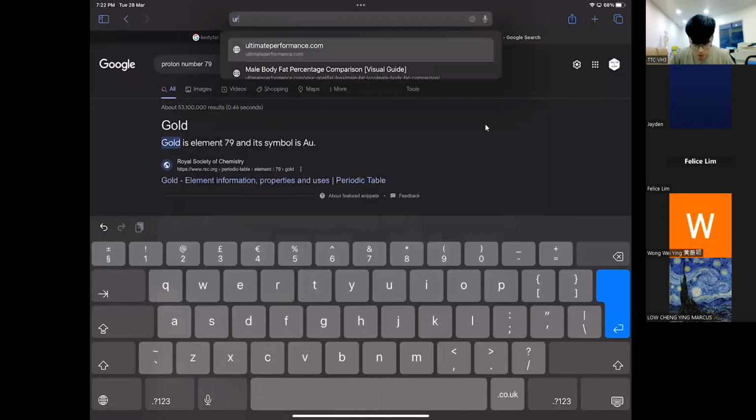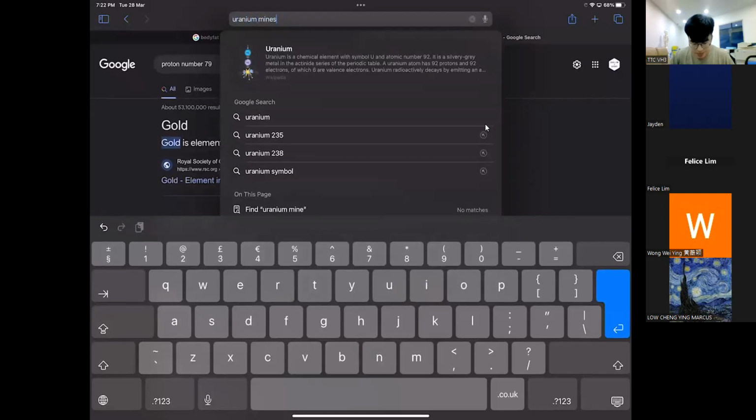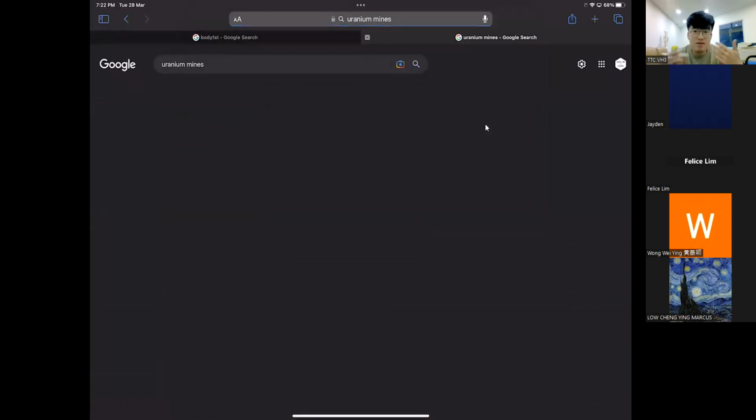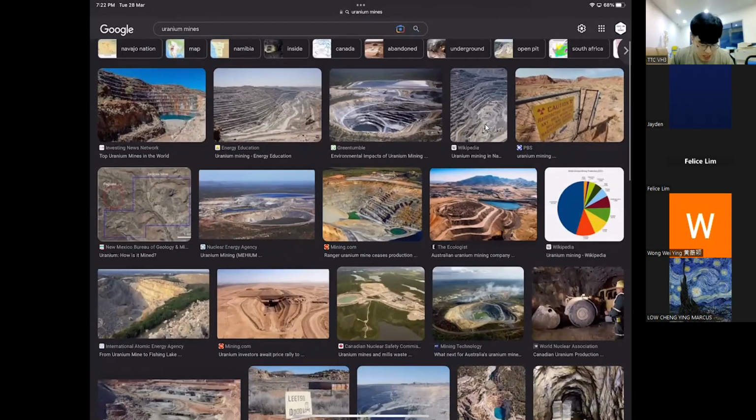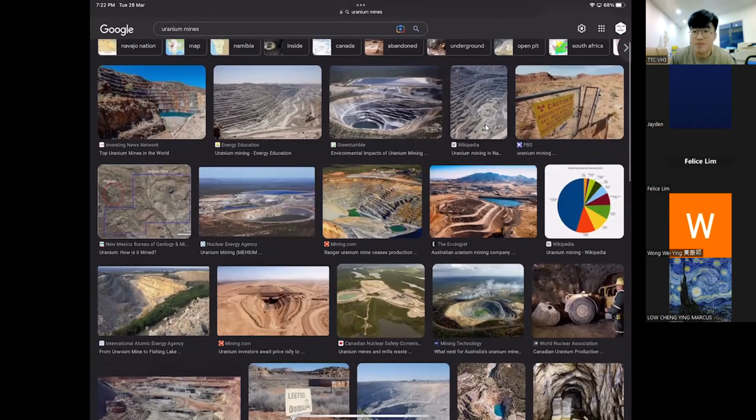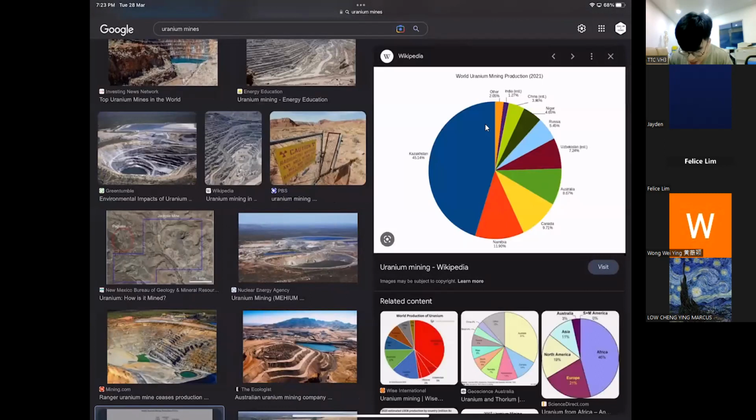Okay, let me show you. Uranium mines. They do this in uranium mines. Uranium mining. Malaysia, we don't have this. Let's see who has this. You look at the countries here. All right, you see Kazakhstan has the most.